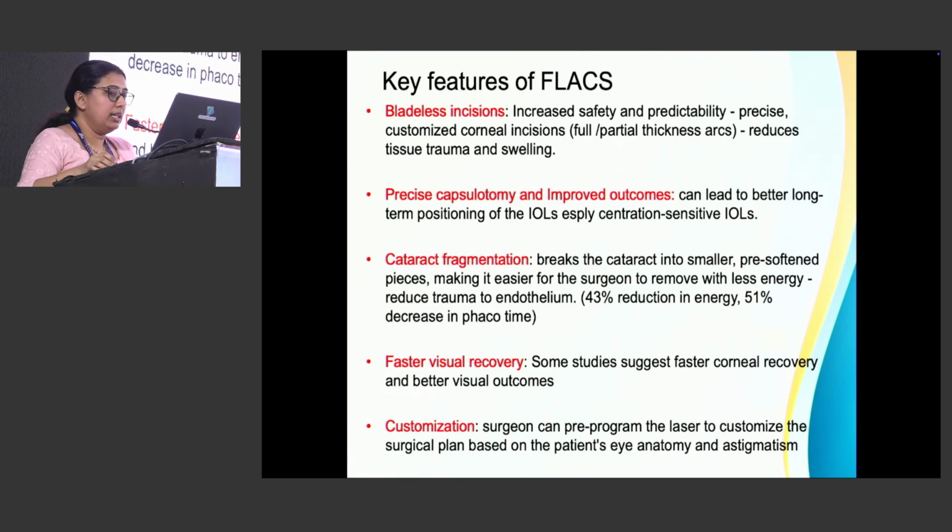Statistically, there is a 43% reduction in the phaco energy and a 51% reduction in the phaco time. So there's a faster visual recovery, and customization is also possible, where the surgeon can pre-program the laser according to the patient's anatomy and astigmatism.